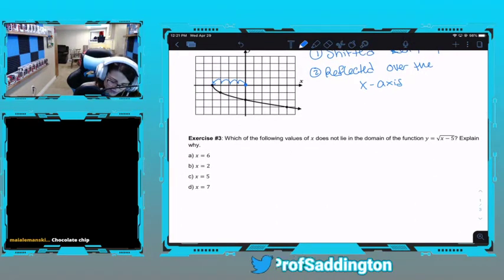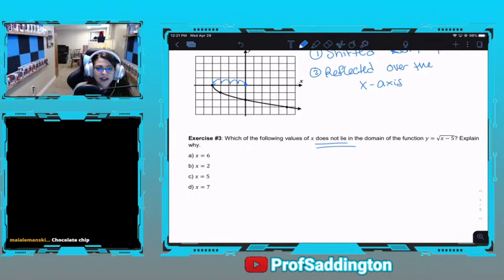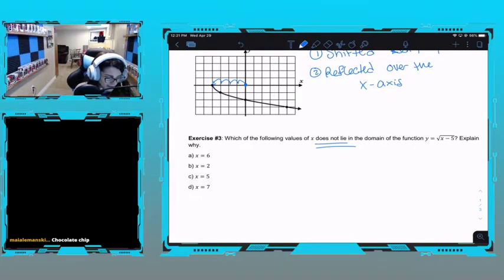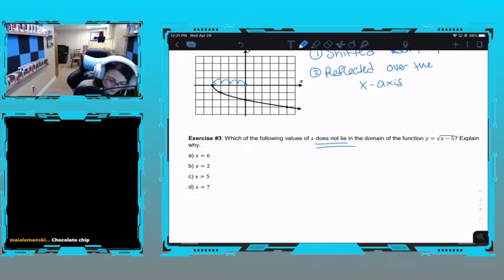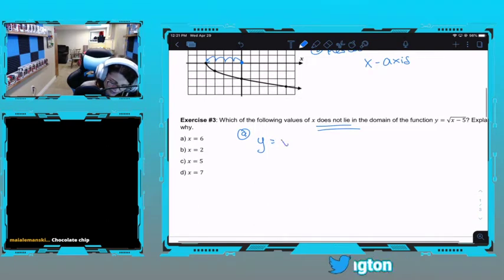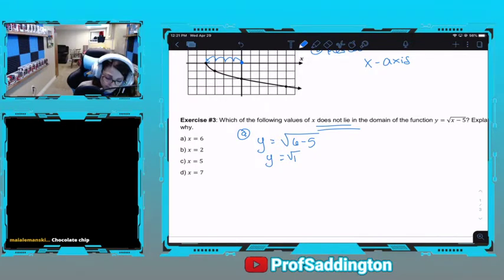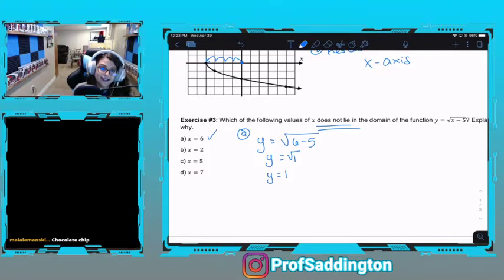Next, which of the following values of x does not lie in the domain of radical x minus 5? Explain why. So what we're going to do is we just plug them in, see if we get something true. So let's say we start with a. So we have radical x minus 5. So if x is 6, we get 6 minus 5. So y equals radical 1, which we can simplify. Radical 1 is legit, right? So that one works out. It is in the domain.